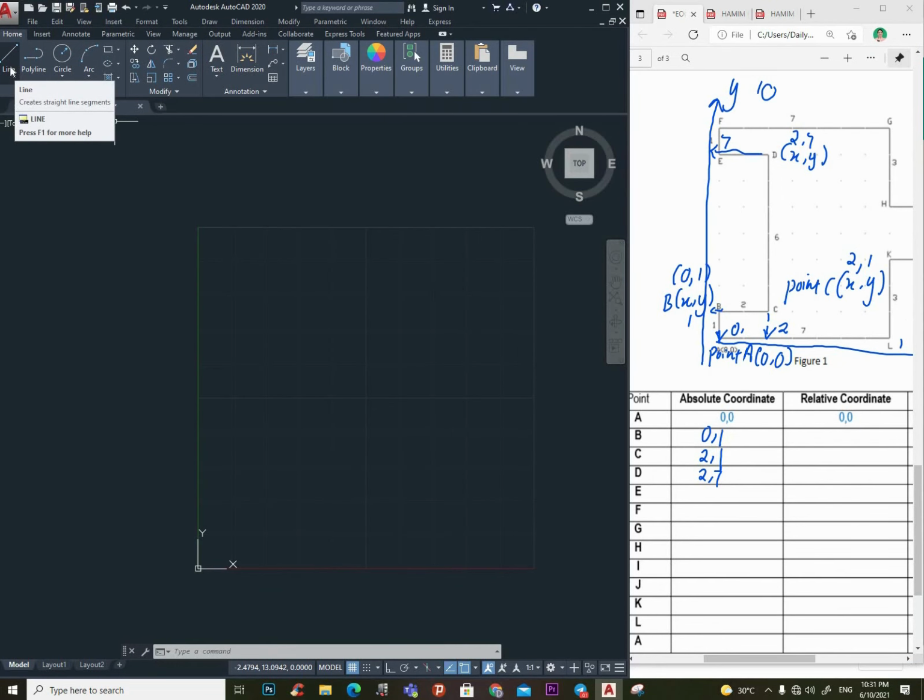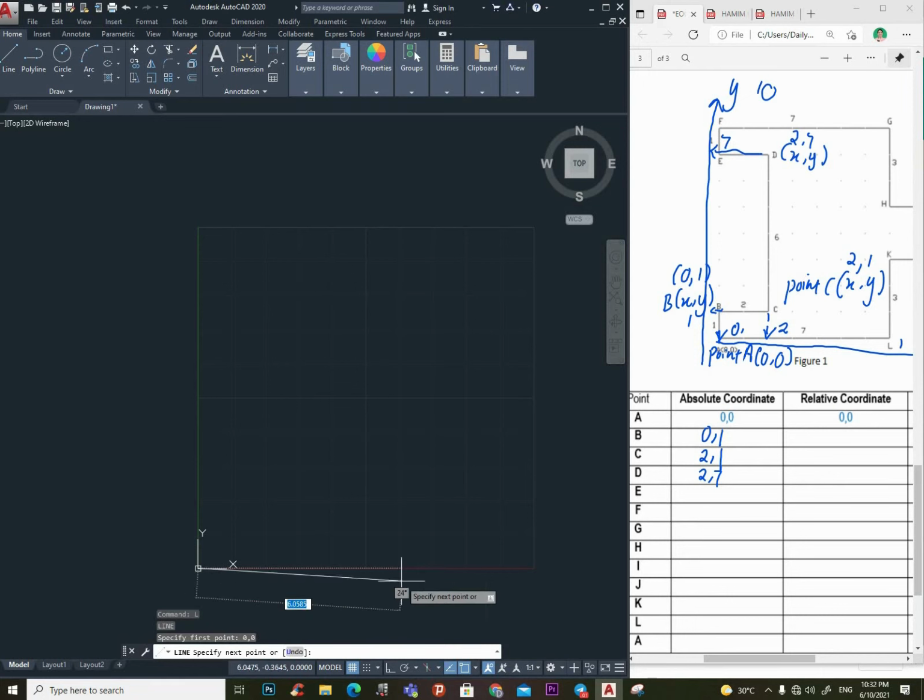The command is line. You click on this line or you type L. Press enter. Specify first point. The first point will be 0, 0 because it's already been given to you. Enter. Okay, now we move on to point B. For AutoCAD to understand your commands for creating a line, you have to type hashtag, then followed by coordinates point. Okay, point B equal to 0, 1. Enter.